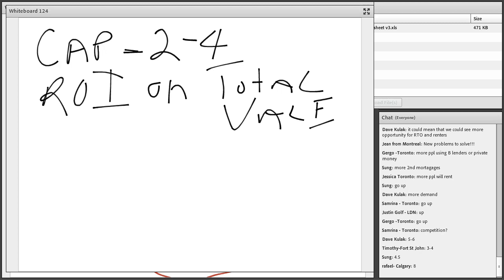Raphael, I wish it was 8. That would be awesome. It would be great. And in some places, maybe out east, you might see rates in that area. But that usually means what? If cap rates are 8, what does that usually mean? When cap rates start exceeding 2 to 4%, what does it typically mean?